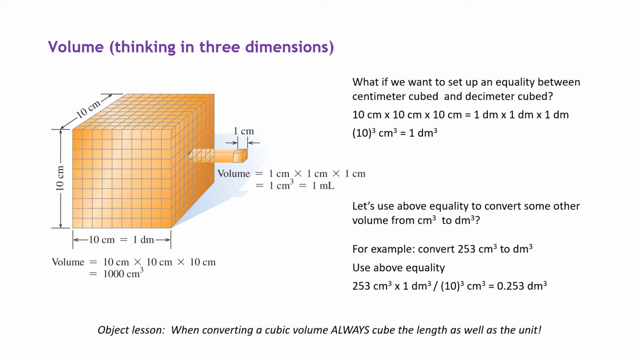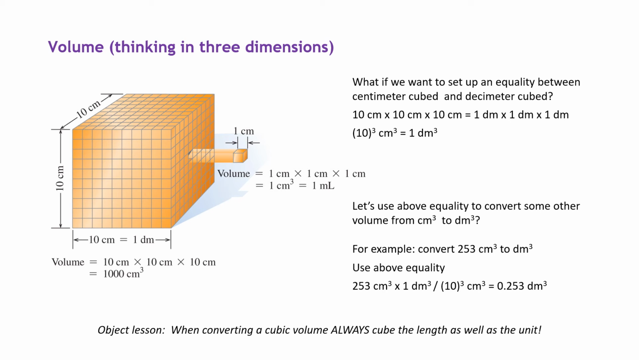We're now going to use this three-dimensional space in order to set up an equality between centimeters and decimeters. We want to be able to set up an equality because at some point we're going to want to convert volumes, cubic volumes, from one unit to another unit. Let's say we want to convert something from centimeters cubed to decimeters cubed. Well, we need our equality that we can make into a conversion factor. So here we can see from the bottom of the square that 10 centimeters equals 1 decimeter.